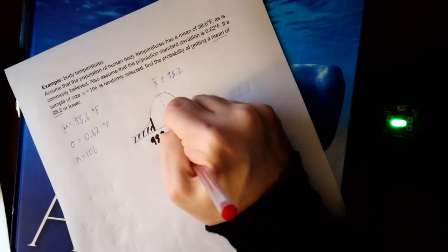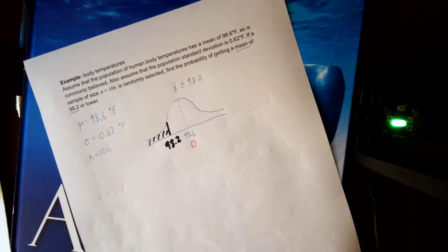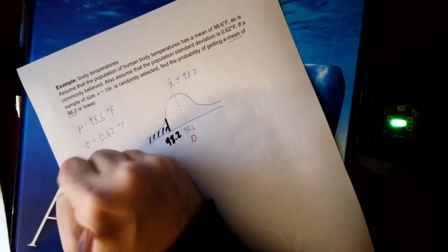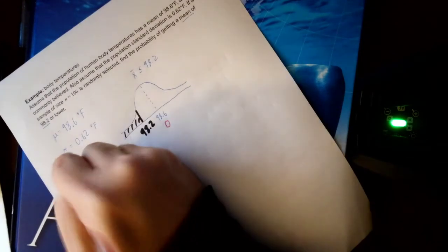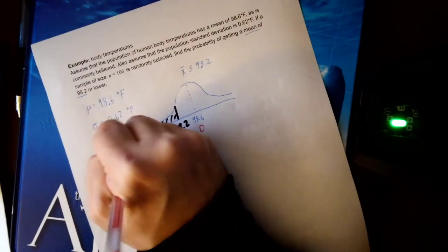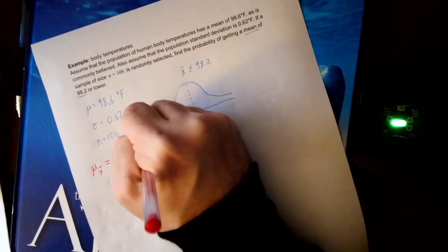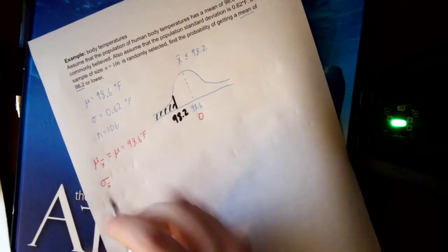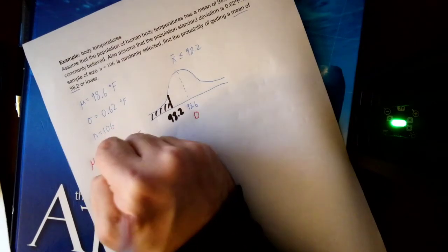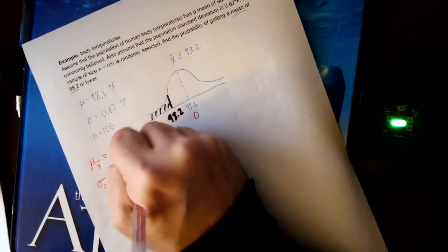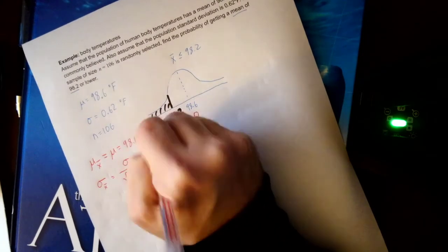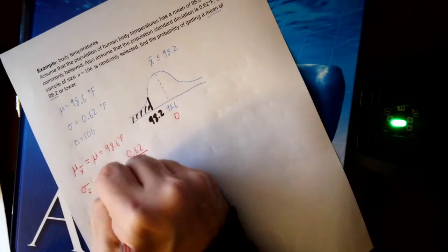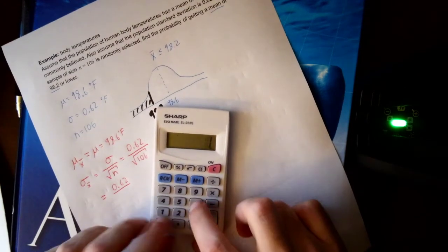The z-score for the mean is always zero. However, I can't calculate my z-score for this yet. I need to calculate my new average, my average of the averages, right? I need to calculate my mu sub x bar, which is always equal to mu, which is 98.6 degrees Fahrenheit. That never changes, right? But my new standard error, sigma sub x bar, is equal to sigma over square root of n, which is equal to 0.62 over the square root of 106.